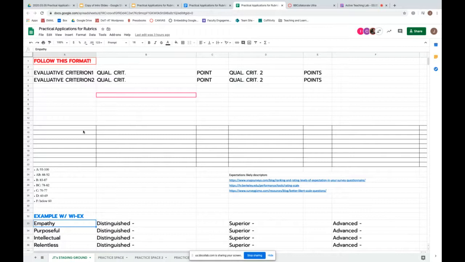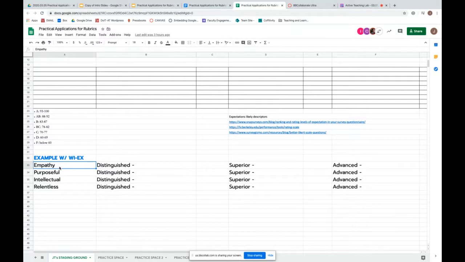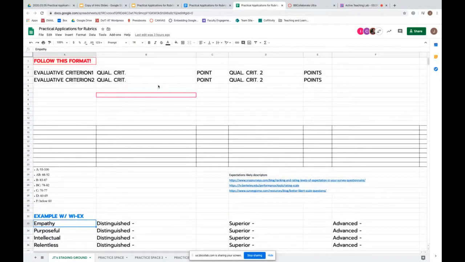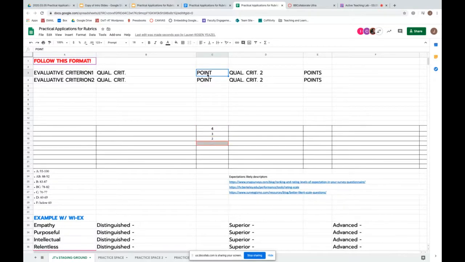Just to give an example with the Wisconsin experience, one of the pillars of the Wisconsin experience is empathy. That is an evaluative criteria. The quality of empathy could be distinguished. For example, you have distinguished empathy, superior, advanced, all the way down to insufficient, whatever. The third column needs to be the point value. So here you would have empathy, distinguished, and if you have a 5-point rubric, it would be 5 points. Everything here would be 4, everything here would be 3. Does that make sense so far?